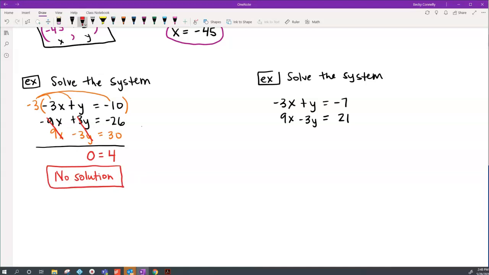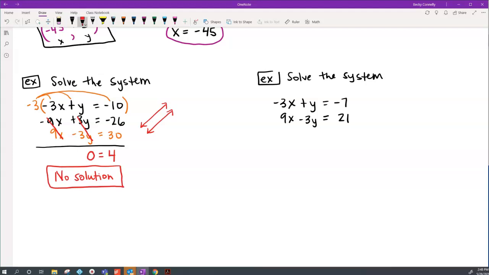If you were to graph these two lines out, you would see that they're parallel lines. And that's why there's no solution. There's no point at which these two lines are going to cross each other. I'm not going to spend the time graphing it out, but that's what's happening if you did graph it. But let's look at this other one now.